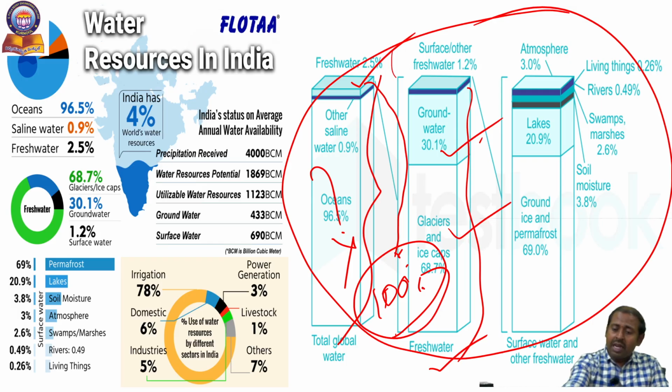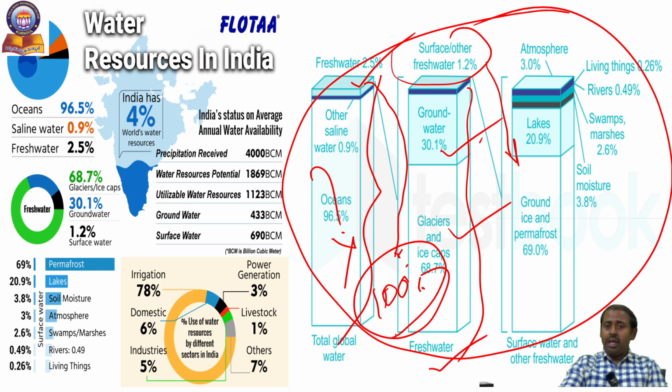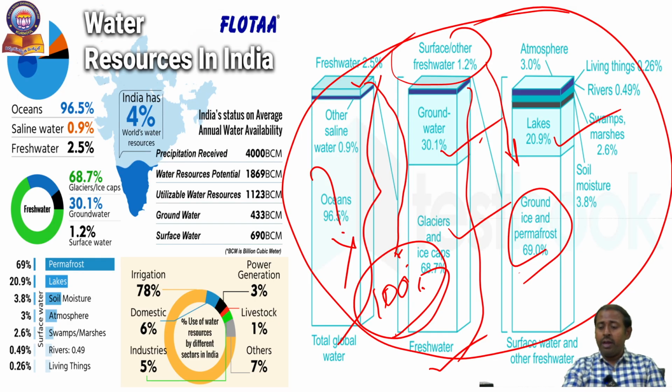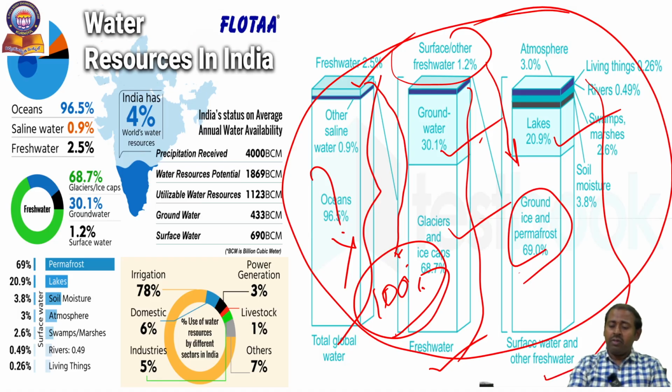So this surface and other fresh water, we again consider as 100%. Of this, ground ice is about 70%, lakes 20%, that is 21%, atmosphere 3%, living things 0.2%, and rivers 0.49%. This is almost the graphical representation of the global water system. This is surface water and other fresh water, this is the fresh water, and this is the total globe water.